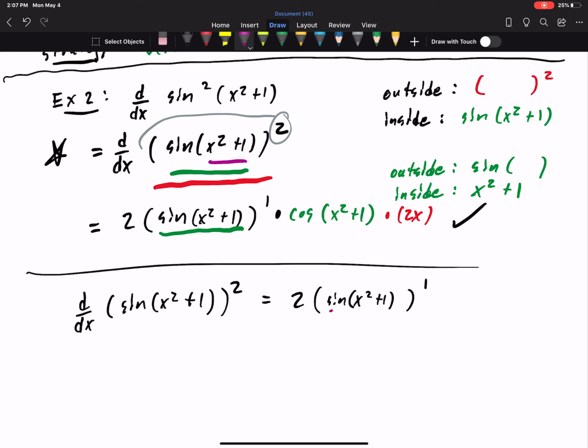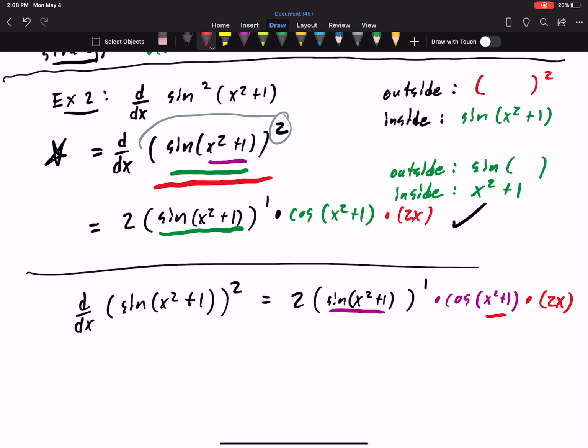Now the goal is to derive this thing. To derive that, you have to derive the sine part, because that's the outside function. So you have times cosine of x squared plus 1, because that's the inside of the sine, so it gets copy pasted. Then you multiply by the derivative of the inside of this function here, which gives you 2x. And that's it. It's a one-line problem.